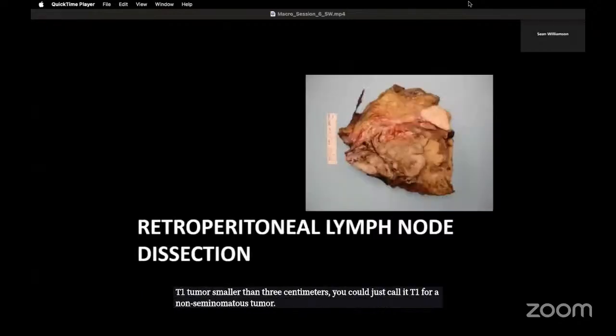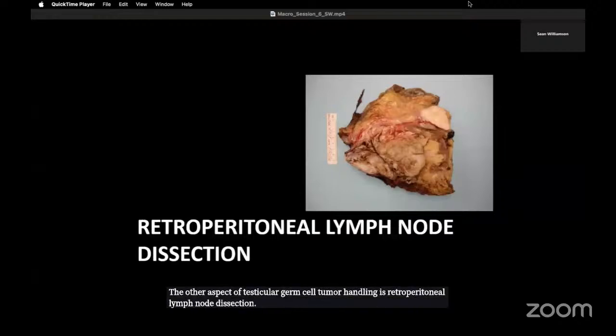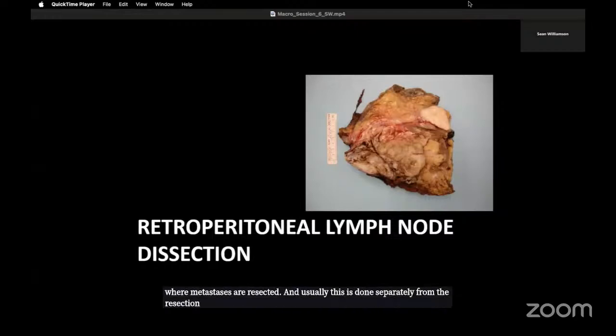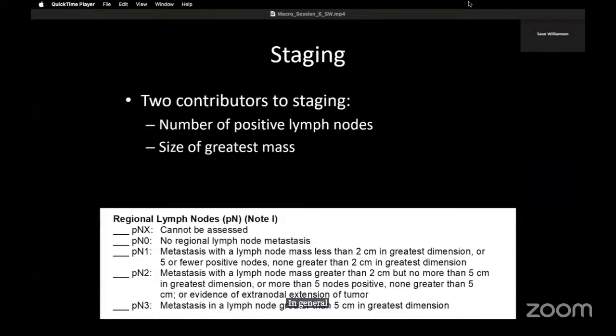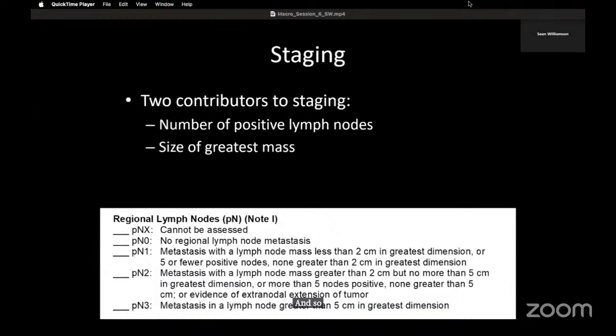The other aspect of testicular germ cell tumor handling is retroperitoneal lymph node dissection, where metastases are resected. And usually this is done separately from the resection of the primary tumor. In general, there are 2 big factors that contribute to the nodal stage, and that is how many nodes are positive and what is the size of the greatest mass. And I think overall this comes from clinical data, just assessing the bulk of disease. How much of a bulk of disease is there? The more bulk of disease, the worse the prognosis. And so at the bottom there shows the number of nodes and the size of the greatest mass that contributes to the staging.